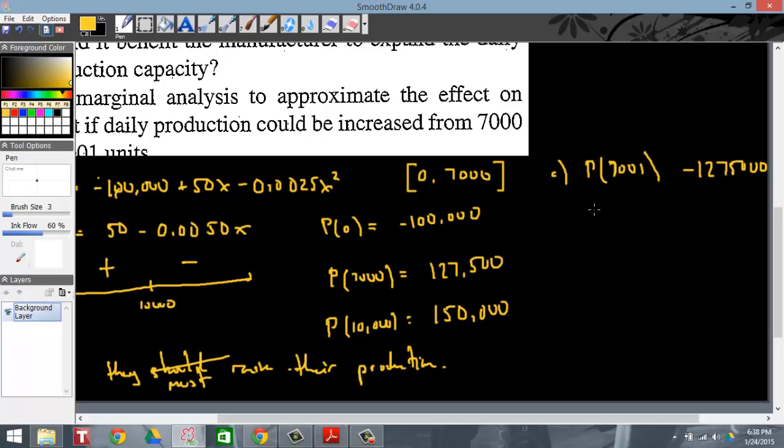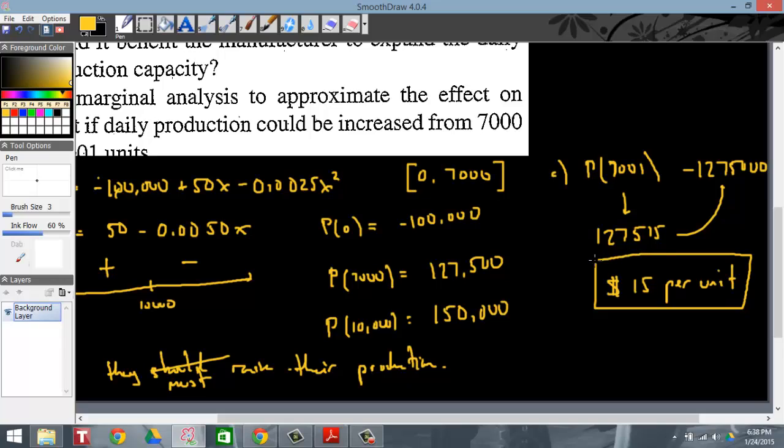And so P of 7,001 is equal to, and I'll let you plug that into the original equation, 127,515 minus this value. That's going to get you an extra $15 per unit of sulfuric acid. So they earn an extra $15 per unit past 7,000. They should definitely produce more, although it was not as climactic as I thought it would be. So that is number 43. It is a profit problem. We will do another one in just a second.